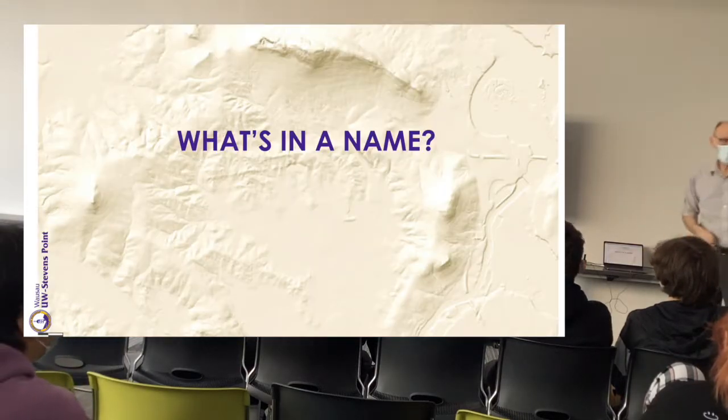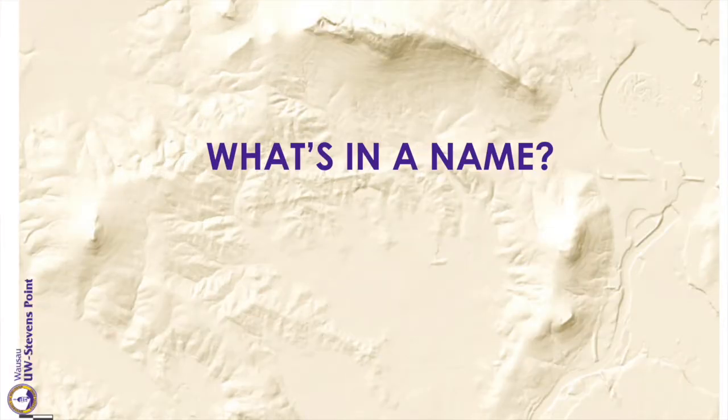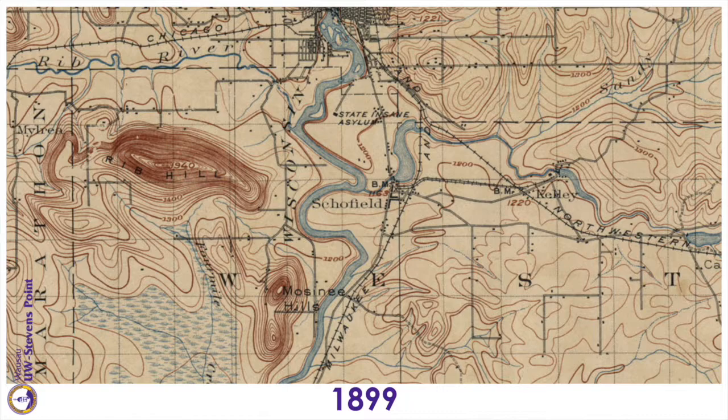Okay, what's in a name? Is Rib Mountain a mountain? No. Well, you know what? It depends on when you ask that question, and it depends on who you ask. All right? So in 1899, the first federal geologic map of the area, it's a topographic map. What's it called? Rib Hill.